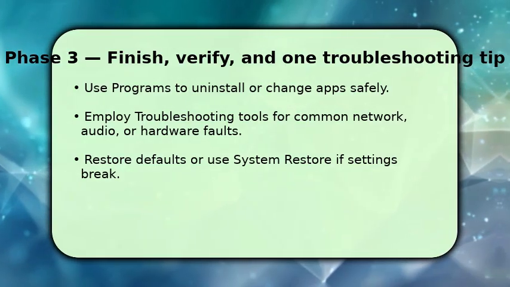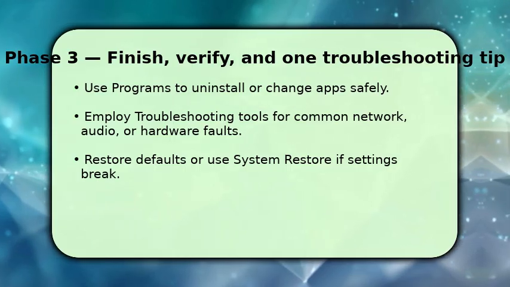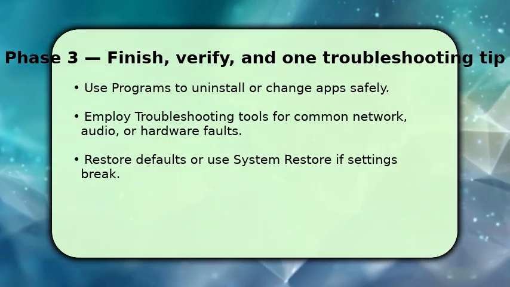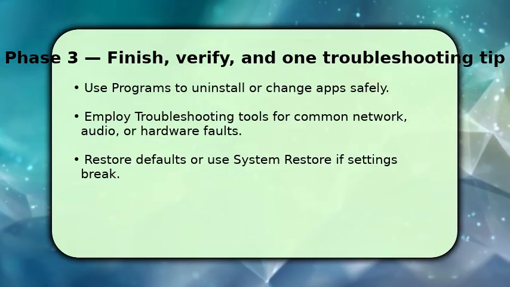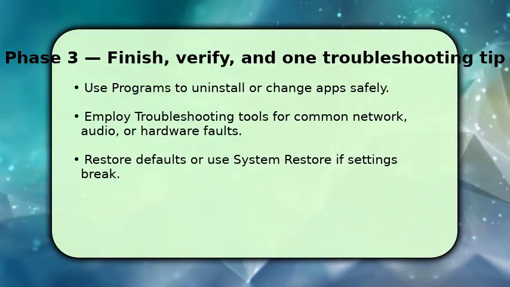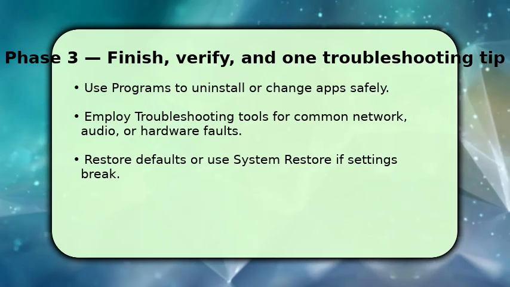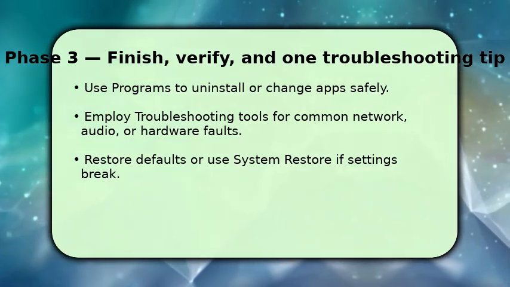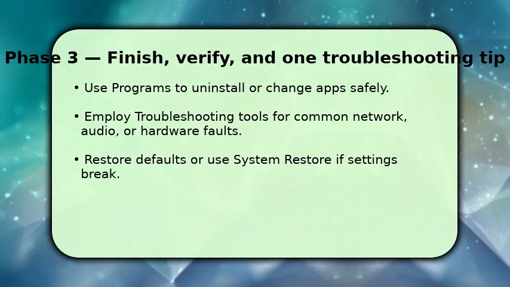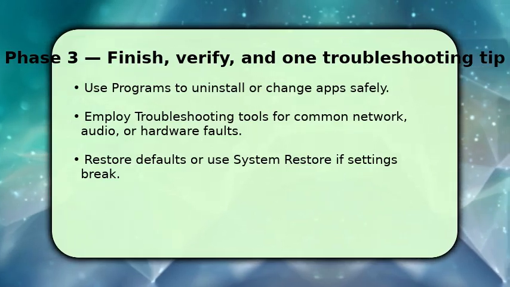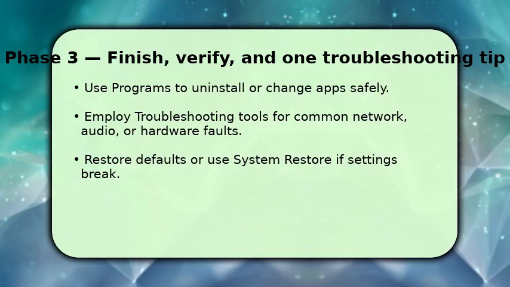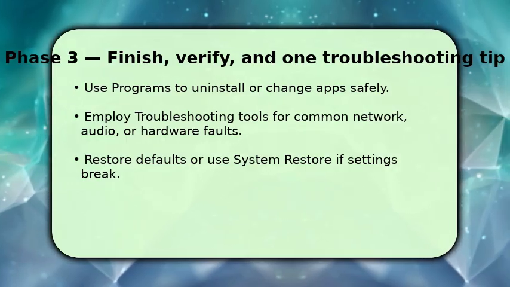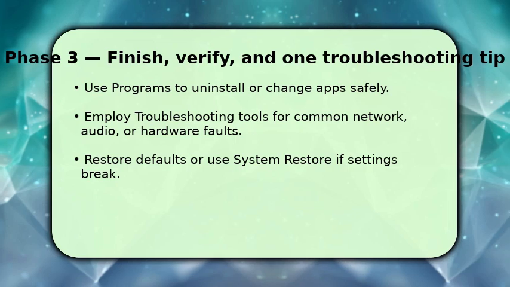Once removed, run troubleshooting tools for network, audio, or hardware to let Windows diagnose and apply fixes automatically. This often saves manual steps. If a change breaks things, restore defaults in the specific applet or run System Restore to revert to a known good point. One troubleshooting tip: if Control Panel options are missing, restart Explorer or reboot. Services and permissions can block applets until a restart clears them.